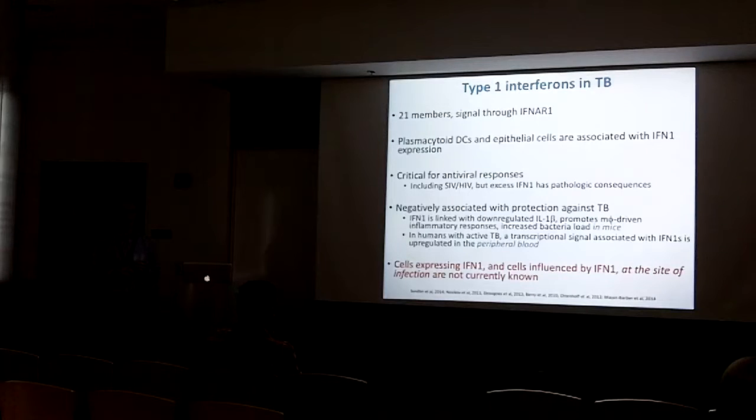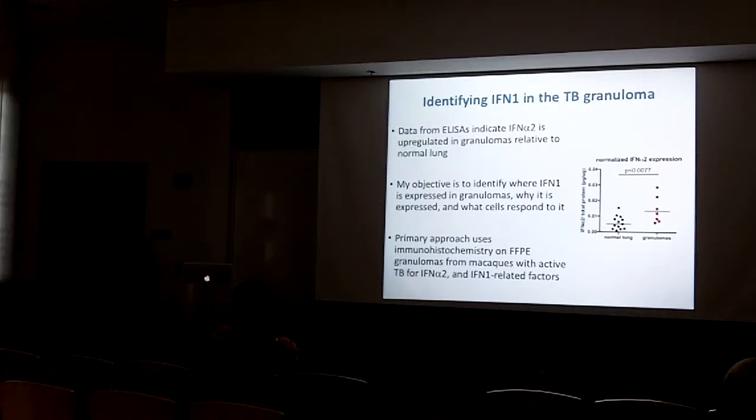In humans with active TB, there's a peripheral blood signature associated with neutrophils, and it has been indicated that this is driven by type 1 interferon. But all of this is done either in the periphery, so in the blood or the BAL, and it's hard to know what's happening at the site of infection. This is where we have a difficult time in tuberculosis, just because we don't have an abundance of human granulomas to look at. So the question I have is, what cells express type 1 interferon? Who is type 1 interferon influencing in this situation? And first off, why is type 1 interferon being expressed at all? And this is all occurring at the site of infection.